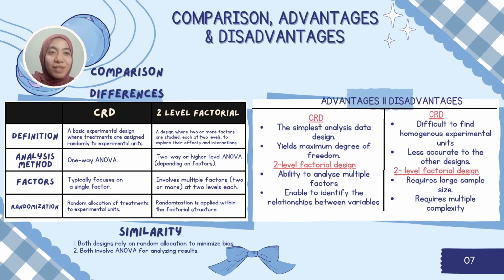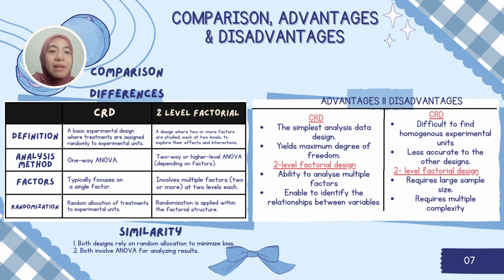Next, let's look at factors. CRD typically focuses on a single factor. For example, we might test different salinity on the crop yield. In contrast, the two-level factorial design involves multiple factors, such as testing both salinity and light exposure simultaneously, where each factor has two levels like high and low.